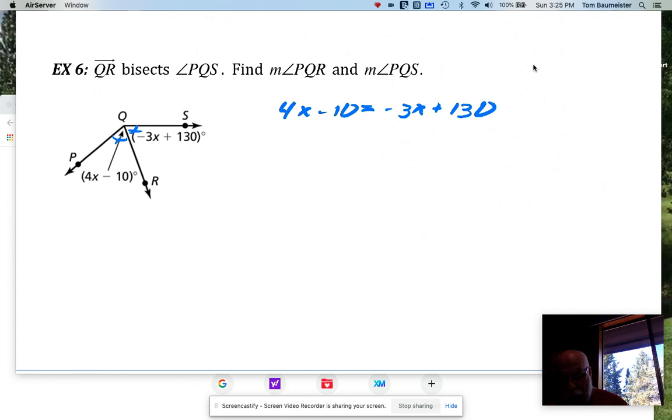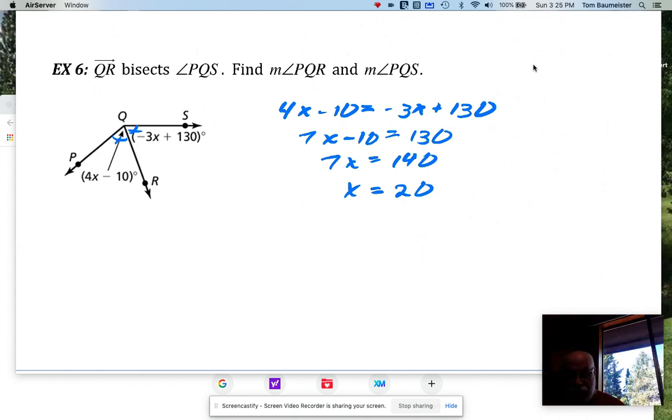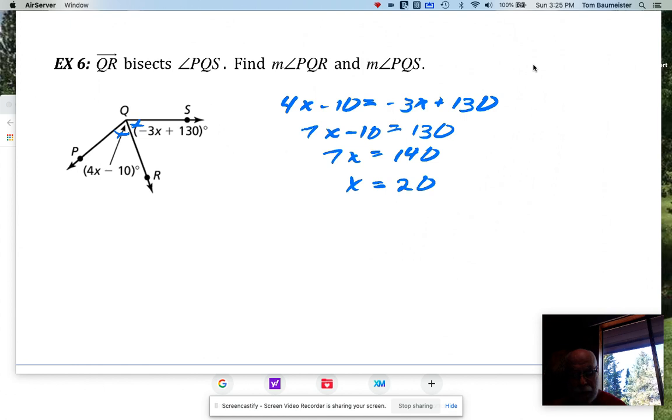All right, I'm going to add 3x to both sides. So that'll give us 7x minus 10 is equal to 130. I'm going to add 10 to both sides of the equal sign. That'll give me 7x is equal to 140. And now I'm going to divide by 7. So when I divide by 7, 140 divided by 7 is 20. All right? So since that is the case, again, read the directions carefully. Is it asking us to find x? No, it's asking us to find the measure of PQR and the measure of PQS.